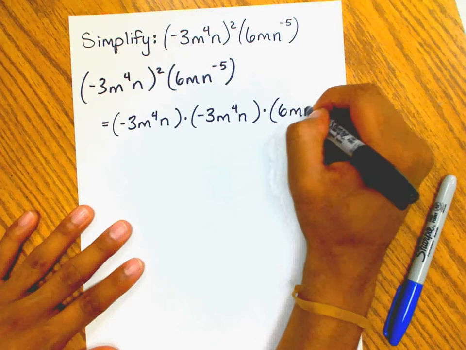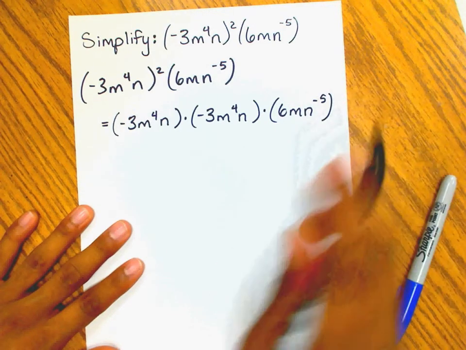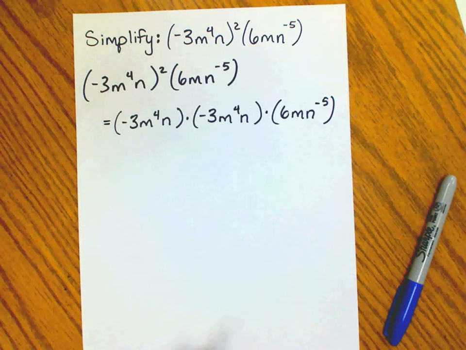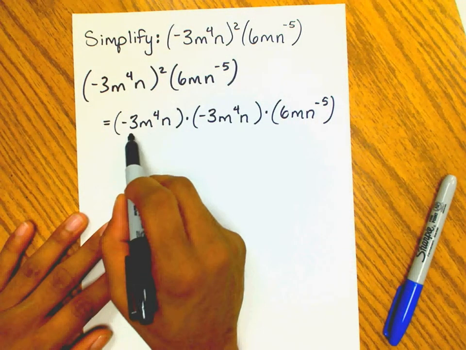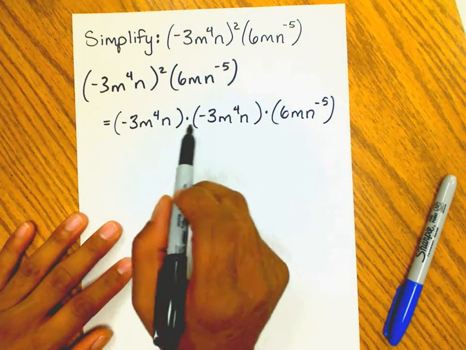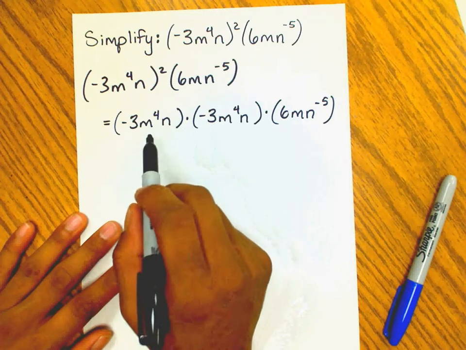All right, now since I have everything written in terms of multiplication, I'm just going to go ahead and use my laws. I'm going to rewrite this again, and I'm going to group all my like items together. So what that means, I'm going to group my coefficients together. And since everything is multiplication, we can regroup it as long as it's still multiplication. So let's take a look at how this looks.